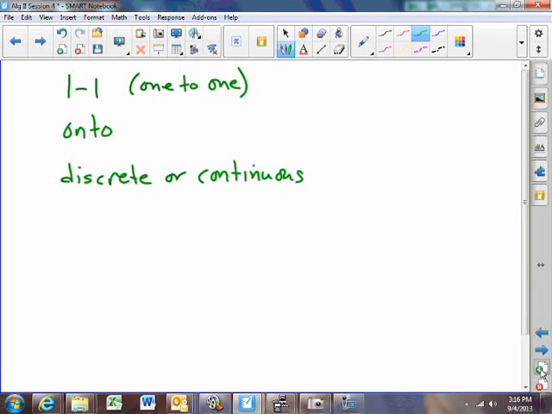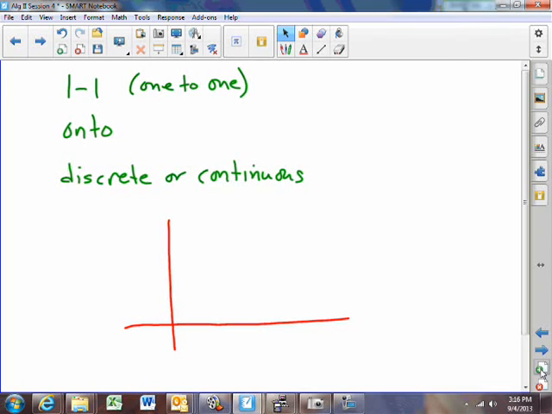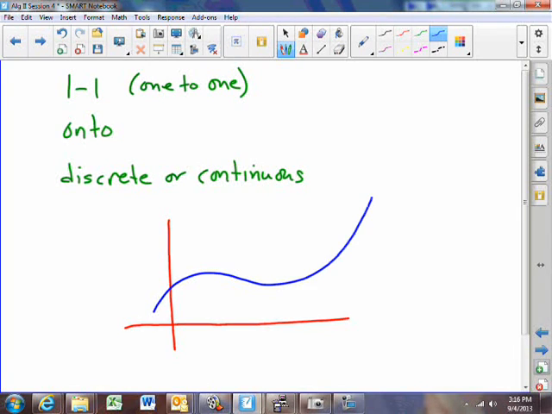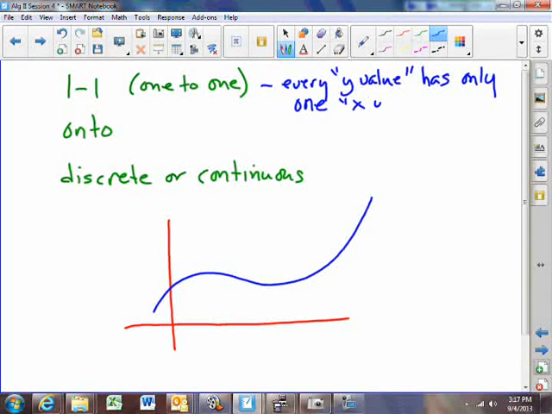First of all, one-to-one. If you have a graph of some function, you might ask yourself, is it one-to-one? Now, a one-to-one function is one where every y value has only one x value. See, for it to be a function itself, every x value has to have only one y value.